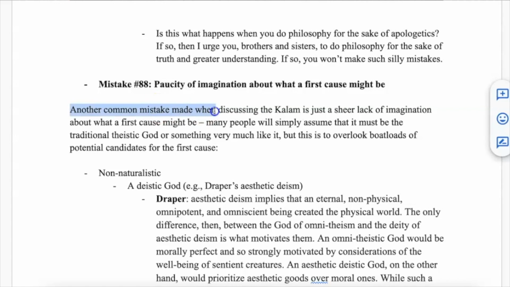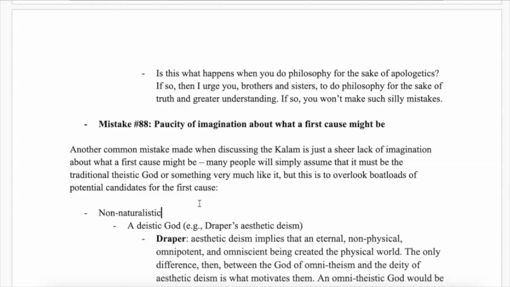So, a super duper common mistake made when discussing the Kalam is just a sheer lack of imagination about what a first cause might be. Many people will simply assume that it must be the traditional theistic God or something very much like it. But this is to overlook boatloads of potential candidates for what the first cause might be. Candidates that are, absent some very good reason to think otherwise, possible for all we know. And here's just a small sampling of potential candidates for what the first cause might be.